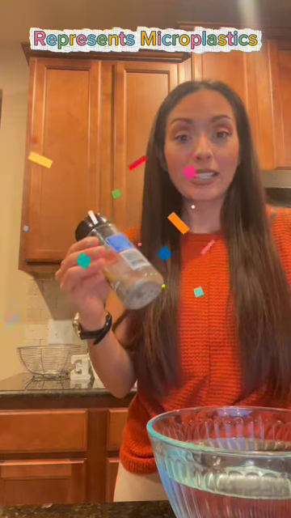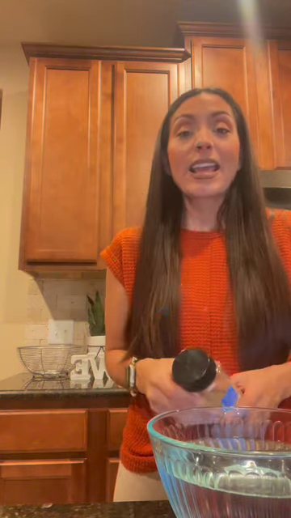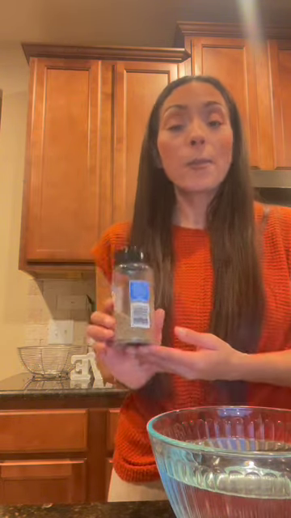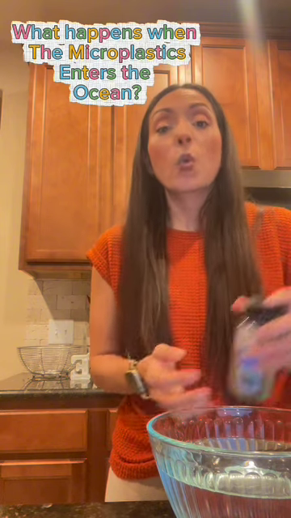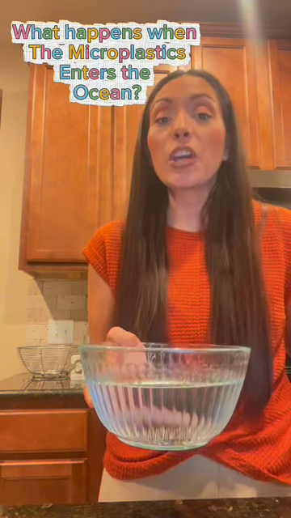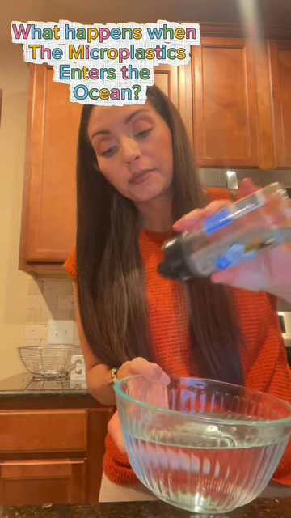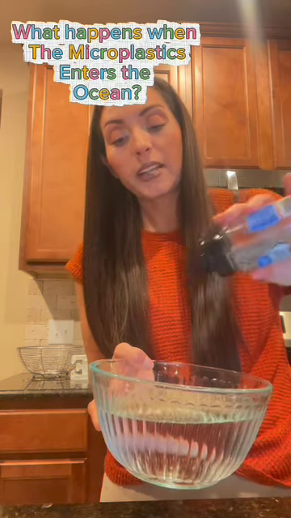And this pepper represents microplastics, tiny pieces of plastic. They come from things like broken down plastic bottles, plastic bags, clothing fibers, and tire dust. Since our pepper or glitter represents microplastics, notice what happens when the microplastics enter the ocean. Okay, let's get it in there.